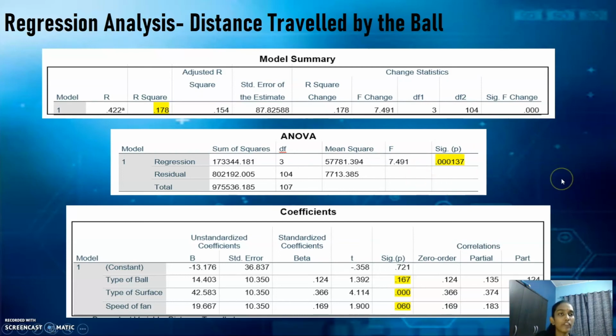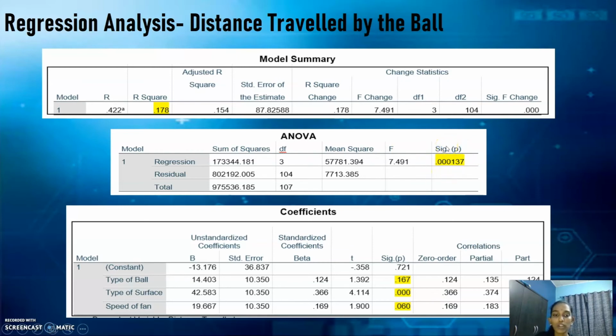From the ANOVA table, we look into the p-value. This p-value is compared to the alpha level, which is 0.05. The model is said to be significant if the p-value is less than 0.05. For our dependent variable in our case, the significance is 0.00137, which is less than 0.05, so it is said to be significant.